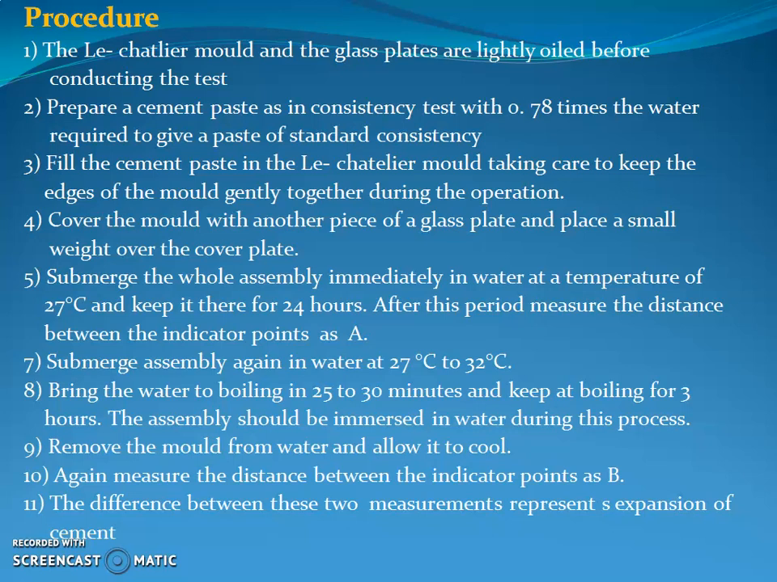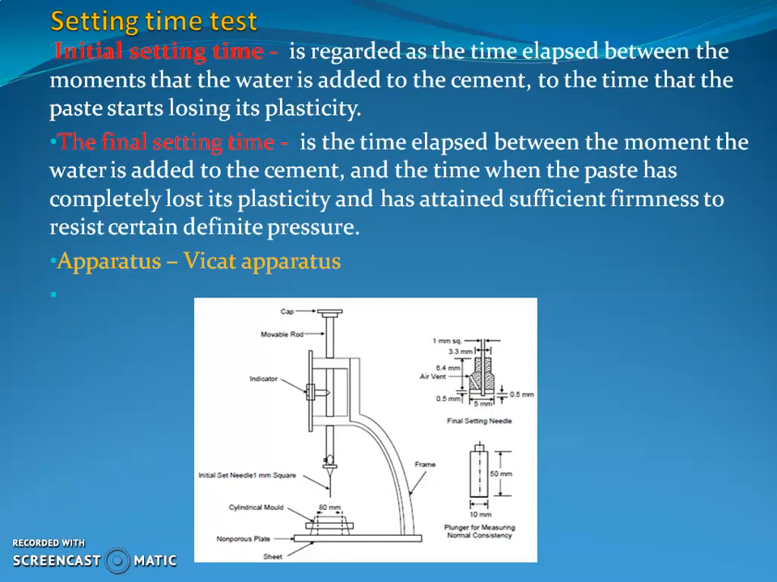After this period, measure the distance between the indicator points as A, capital A. Now again submerge the whole assembly in water at 27 degrees Celsius to 32 degrees Celsius. Now bring the water to boiling in 25 to 30 minutes and keep it at boiling for 3 hours. After 3 hours, remove the mold from water and allow it to cool. Again measure the distance between the indicator points as capital B. The difference between these two measurements represents expansion of cement. This is all about the soundness test.